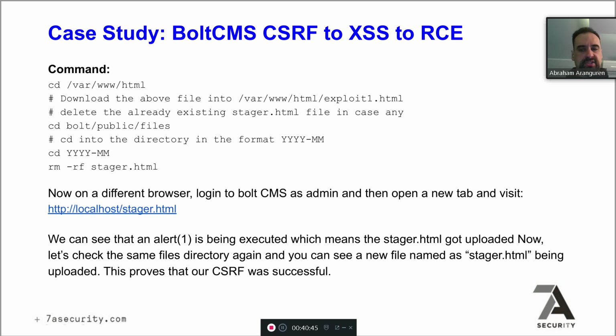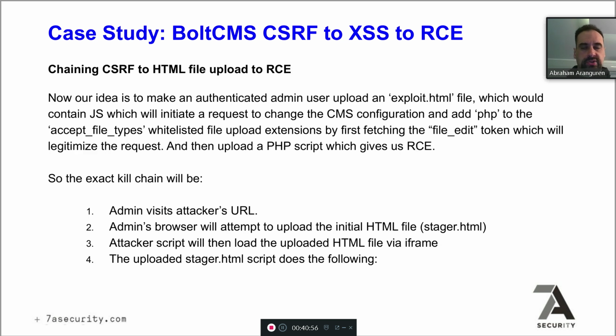Then we can check the files again, and you can see that a new file named stager.html has been uploaded. So this proves that our cross-site request forgery was successful. Now we can change the cross-site request forgery to HTML file upload to remote code execution, right?